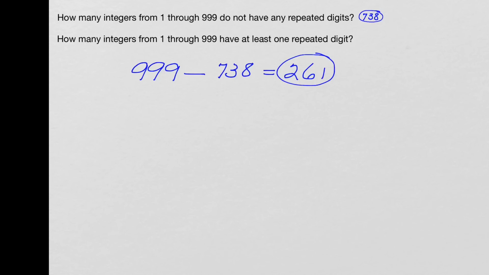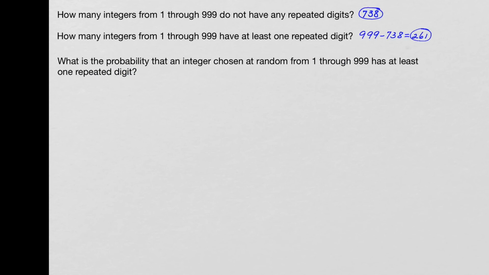261 of them. Now in part 3, it says, what is the probability that an integer chosen at random from 1 through 999 has at least one repeated digit? So I'll take that 261 that we just computed and divide it by 999. And when I put this in lowest terms, I get 29 over 111. And that's lowest terms, can't simplify that any further. So that would be my final answer as a fraction.